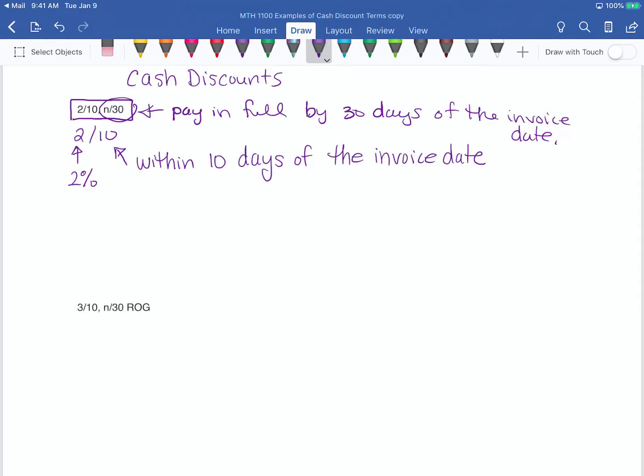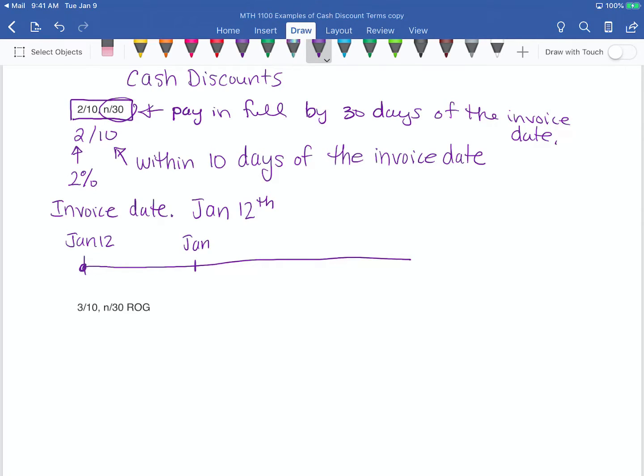Okay, so if we look at an example, let's say the invoice date is January 12th. So if we look at a timeline, January 12th will be our starting point. And if we pay within 10 days, we'll get a 2% discount. So 10 days from January 12th would be January 22nd. So if we pay anywhere in this time frame right here, we would get a 2% discount.